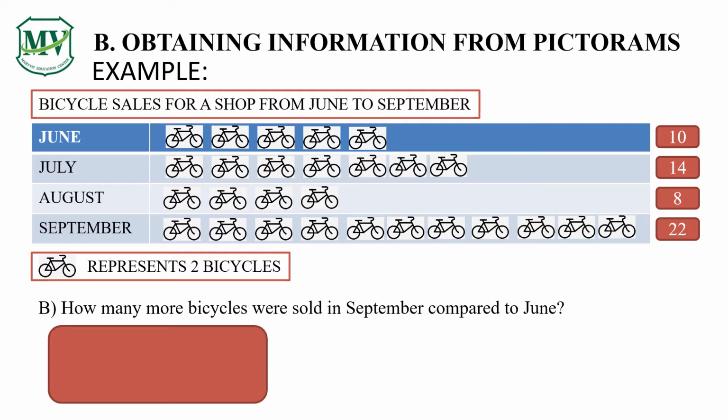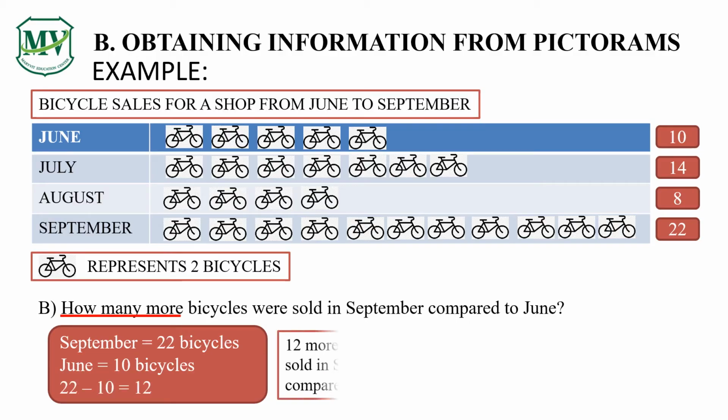Next question. How many more bicycles were sold in September compared to June? How many more indicates subtraction. In September, the shop sold 22 bicycles. In June, the shop sold 10 bicycles. So the difference between the number of bicycles sold in September and in June is 12. So 12 more bicycles were sold in September compared to June.